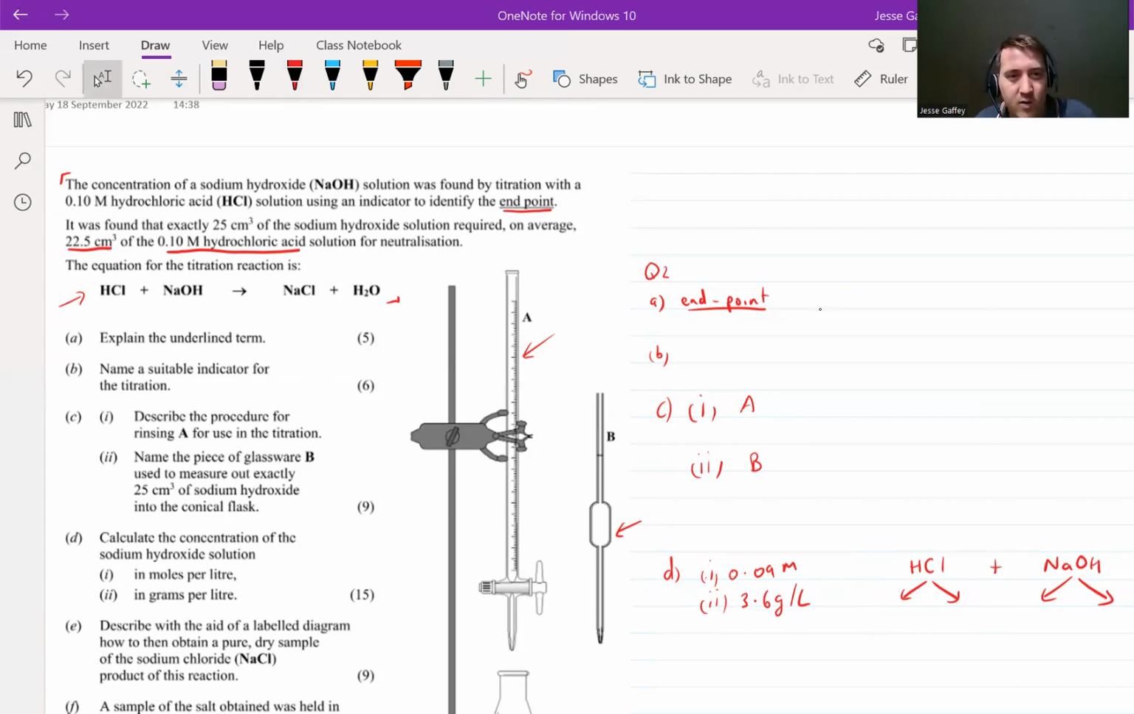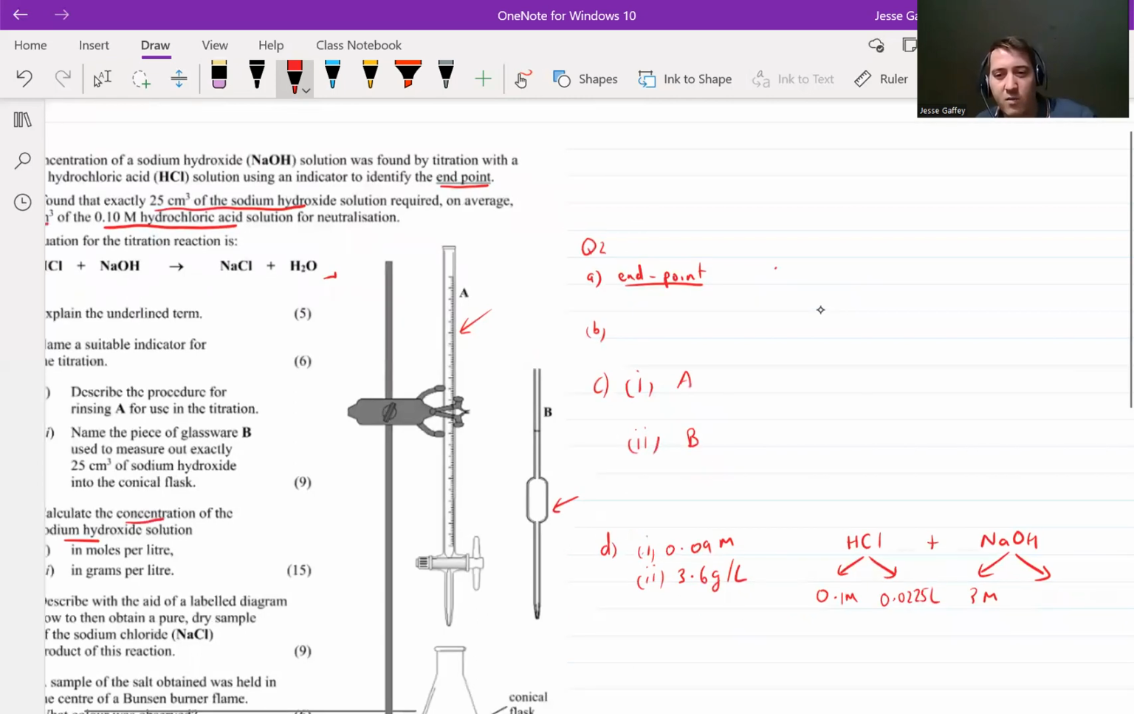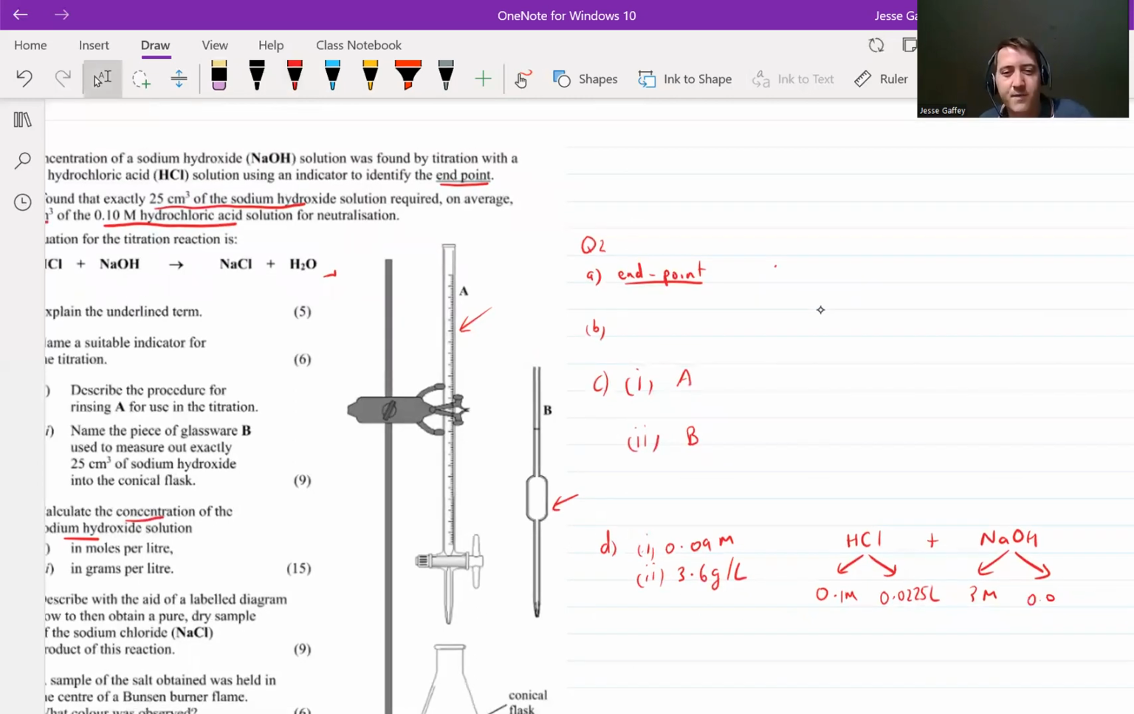So it was 0.1 molar, and the volume was 22.5 centimeters cubed, which is 0.0225 liters. For the NaOH, we're obviously trying to find its molarity. It says calculate the concentration of sodium hydroxide, so it's a question mark molarity. And what volume did we use? It was 25 centimeter cubed portions in the conical, which is 0.025 liters.